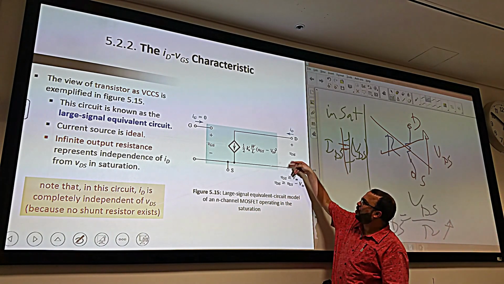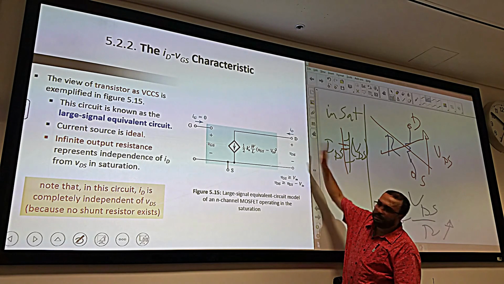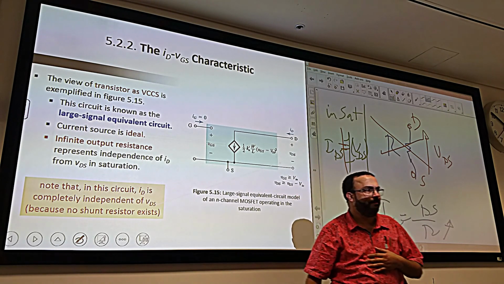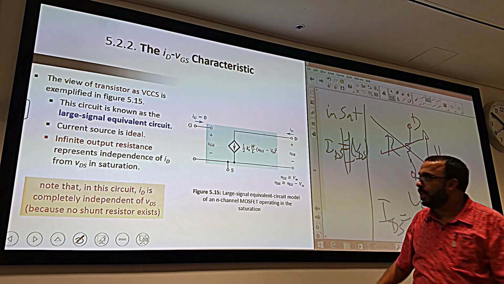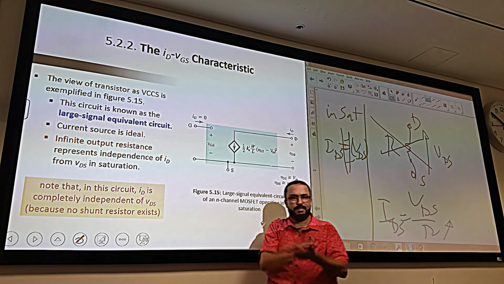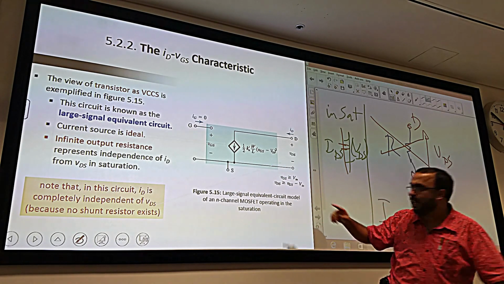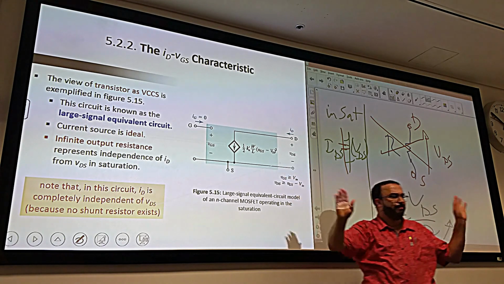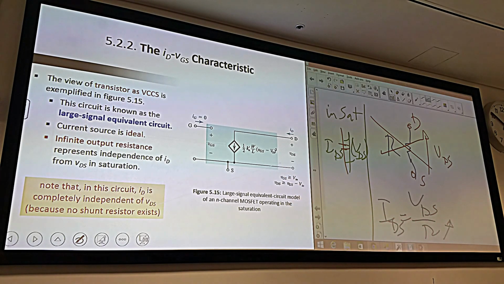So that resistance is so high that basically we can neglect it. So there is no resistance between them. This current depends only on this voltage. The resistance there, RDS, is infinity. That's it. And to know that the resistance is infinity, we go to the board.